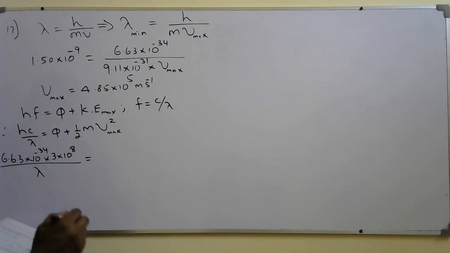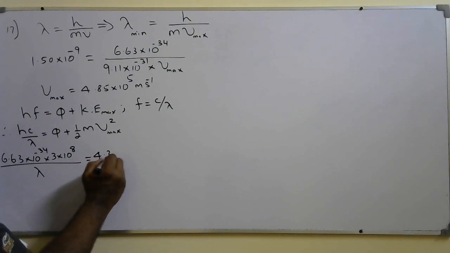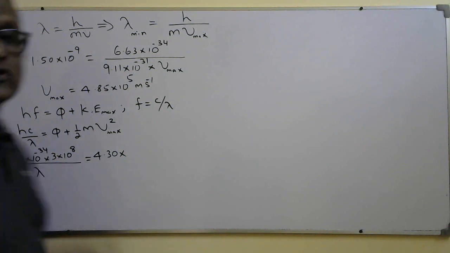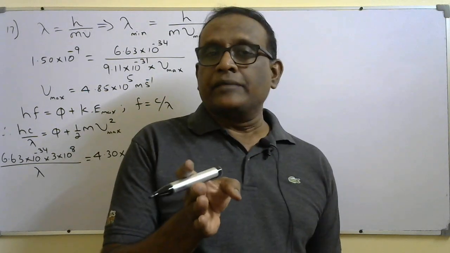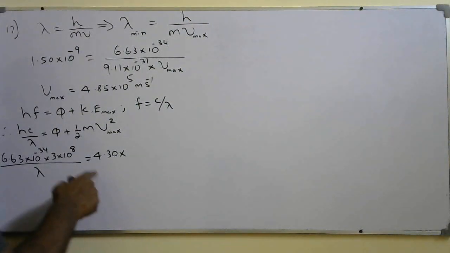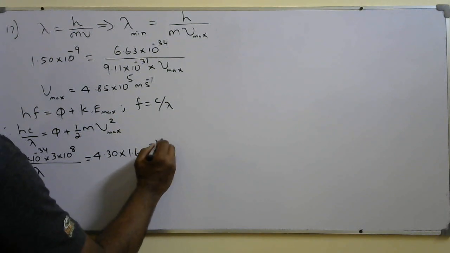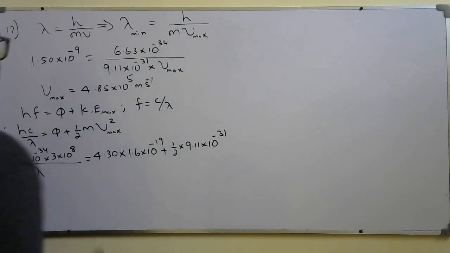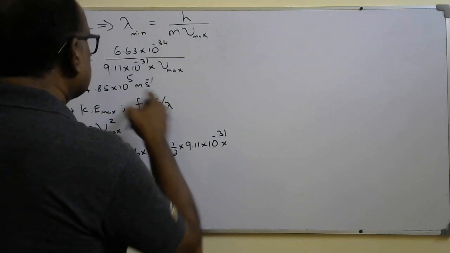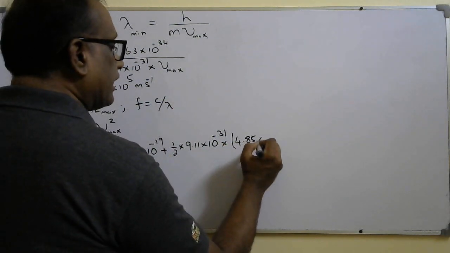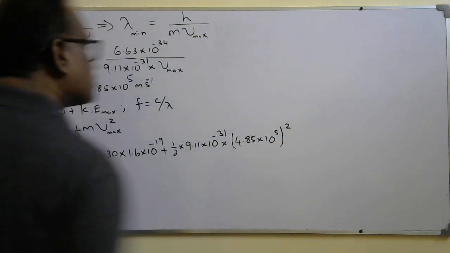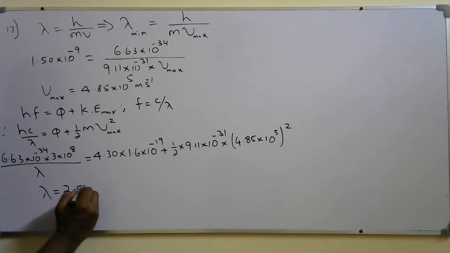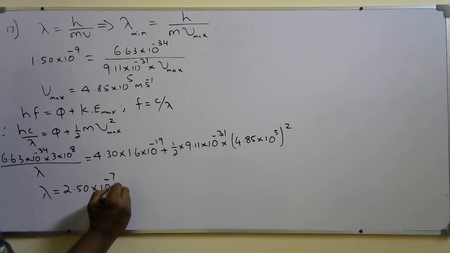Work function is given as 4.30 electron volt. Careful, we need to convert to joules, because when you solve here you will get joules, but the work function is given in electron volts. To convert electron volt to joule, multiply by 1.6 times 10 to the power minus 19. So 4.30 into 1.6 times 10 to the power minus 19, plus half, 9.11 times 10 to the power minus 31 is the mass of the electron, into the speed we found, 4.85 times 10 to the power 5, all squared. Find the lambda. A lot of numbers, so solve it carefully. You will get lambda as 2.50 times 10 to the power minus 7 meters.